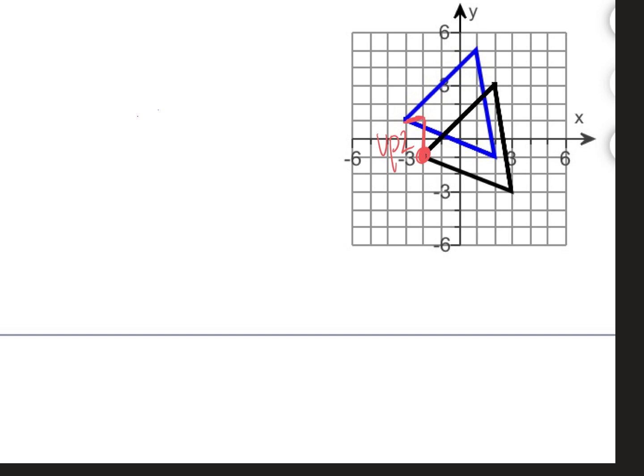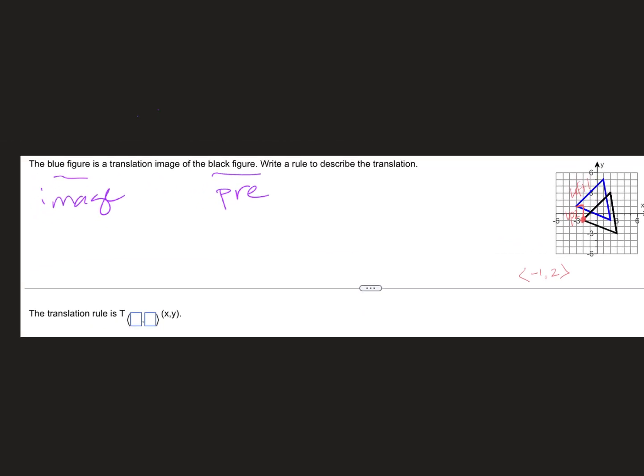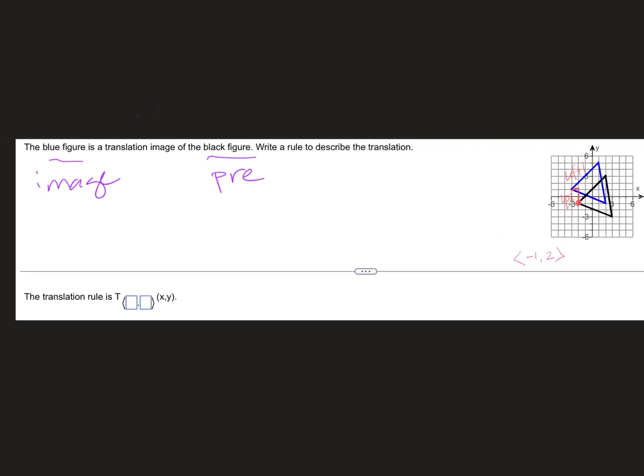And it goes left 1. Okay, so left and right is our X position. So that would mean a -1 for the X position, and up and down is our Y position, so a +2 for our Y position. So that's what I want to put right here. So I want to put a -1 and a +2.